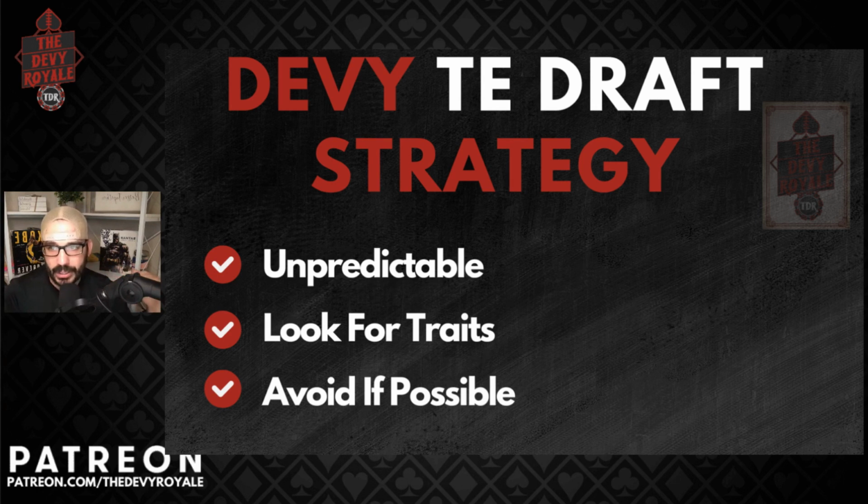Now, Devy tight end draft strategy, I'll keep this simple. It's too unpredictable. Look for traits if you're looking for anything. So relative athletic score is obviously one of those things. It's a big reason why I was really high on Luke Musgrave. But in reality with tight ends, just avoid if possible.